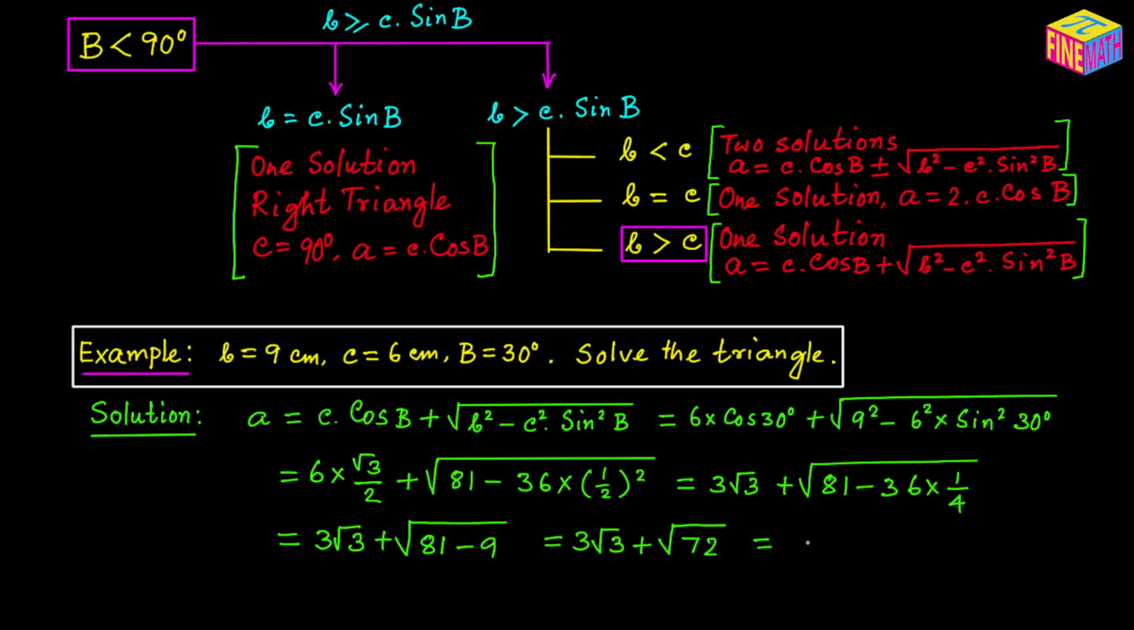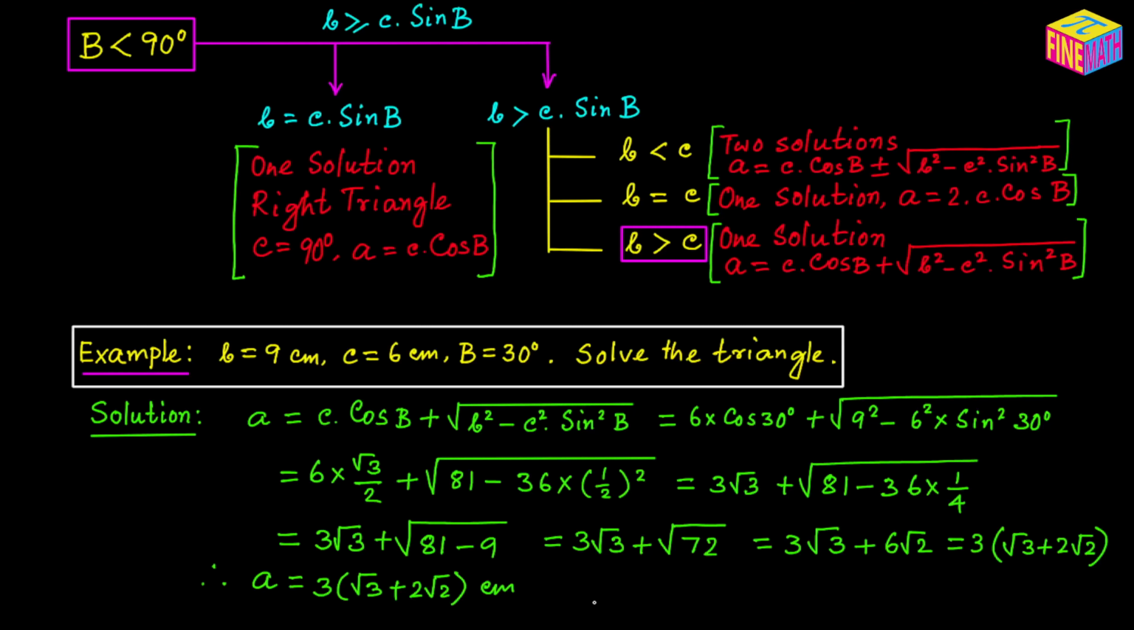And that can be written as 3 times square root of 3 plus 6 times square root of 2, and also we can write it as, 3 could be a common factor here, so 3 times square root of 3 plus 2 times square root of 2, and that is the value of the side length a. If you want to convert it into a pure number, you can plug the radicals into a calculator and evaluate the value, but I'm going to leave it like this. So our side length a is equal to 3 times square root of 3 plus 2 times square root of 2, and that will be in centimeters, of course. Here the unit of length is centimeter. So this is the value of the side length a.